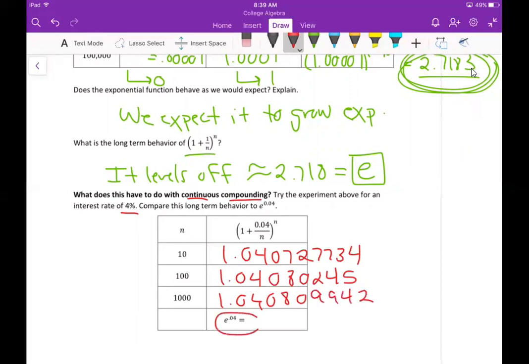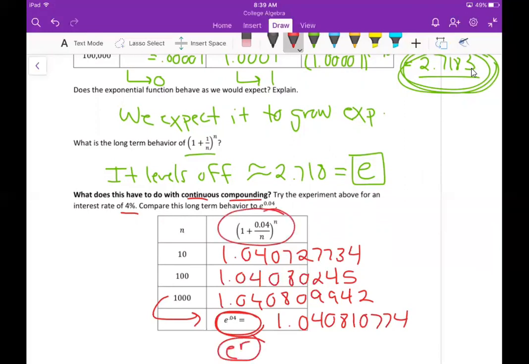Now in your calculator, evaluate e to that interest rate. e to the 0.04, and that's exactly what we're approaching. That is 1.0408107 74. As we increase n, that would be the number we're going to. So that e is very powerful. e to the r, what you're seeing right now, is the same thing as this as n goes off to be continuously compounded. So that's going to be our new growth factor for when we want to compound continuously.